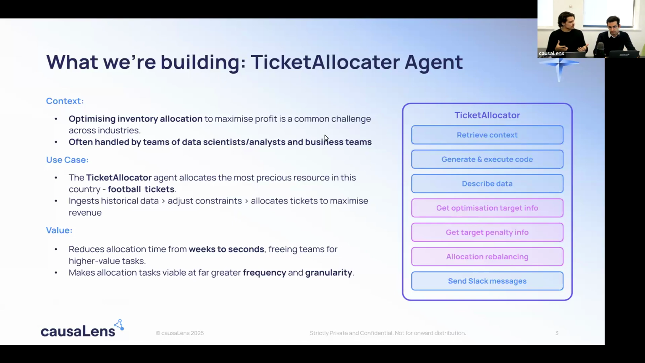And what we found in this customer engagement is that it's often handled by teams of data scientists and analysts, collaborating with the business team that is concerned with the allocation. The business teams would ask for the allocation to be readjusted. In this case, football tickets. They would communicate that to the analysts, which could take time. Then the analysts would request that the optimization algorithm is changed by the data scientists. The data scientists would communicate those results back to the analysts and then back to the business teams. So this is obviously a process that took a really long amount of time.